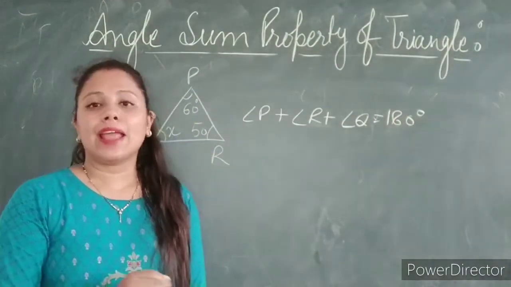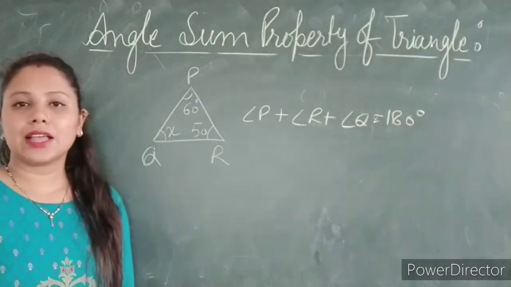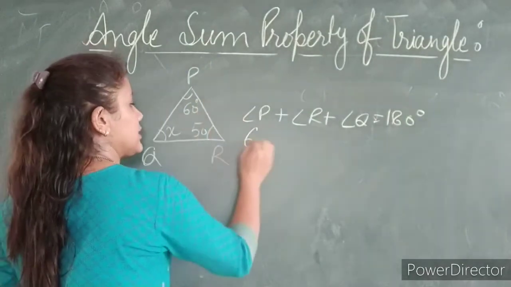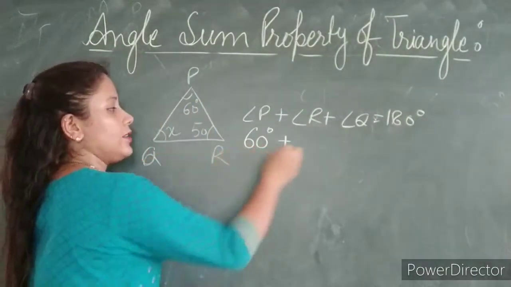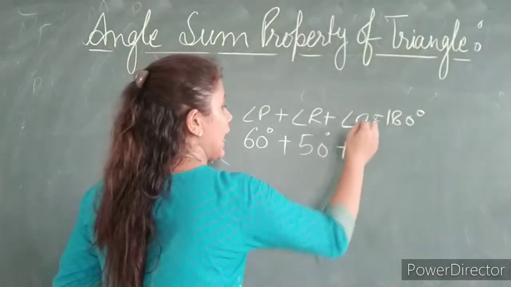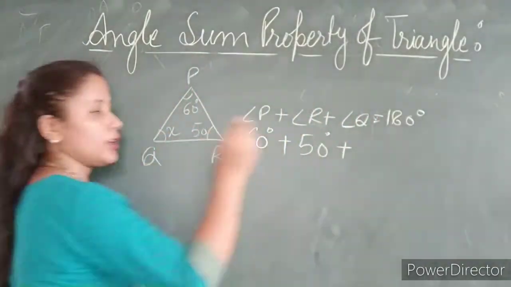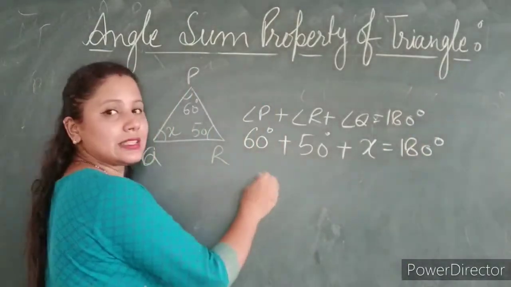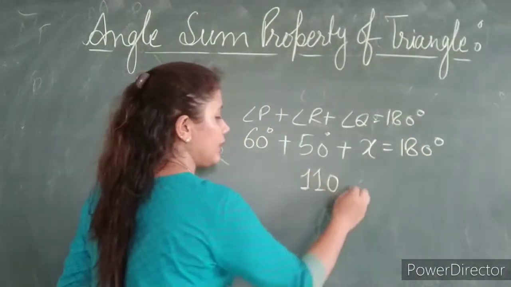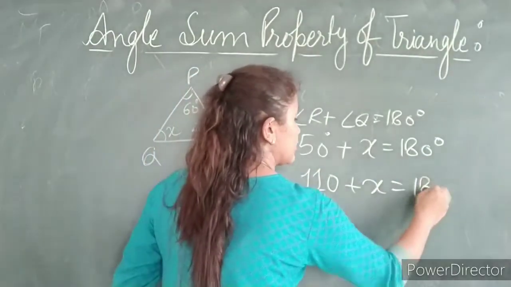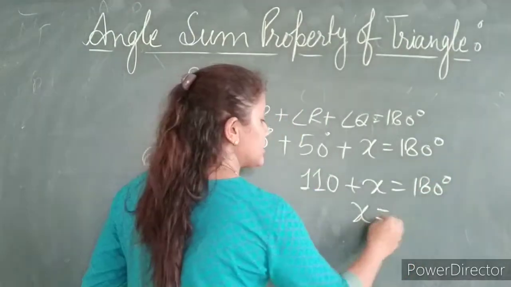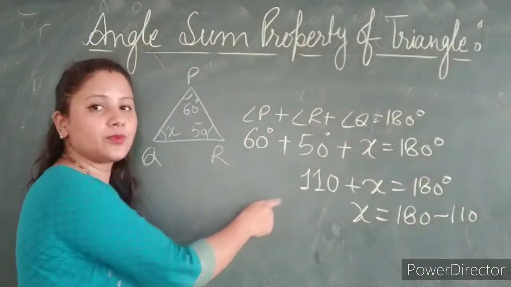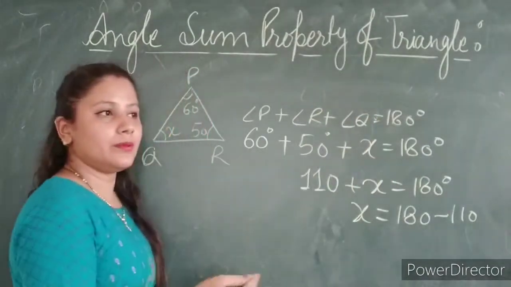Because according to the angle sum property, the sum of all interior angles is equal to 180 degrees. So angle B is equal to 60, angle R is equal to 50, and angle Q is equal to X, and that is 180 degrees. 50 plus 60 is equal to 110, plus X is equal to 180. Now X is equal to 180 minus 110. Here 110 is positive, when you shift it to the other side, it becomes negative.